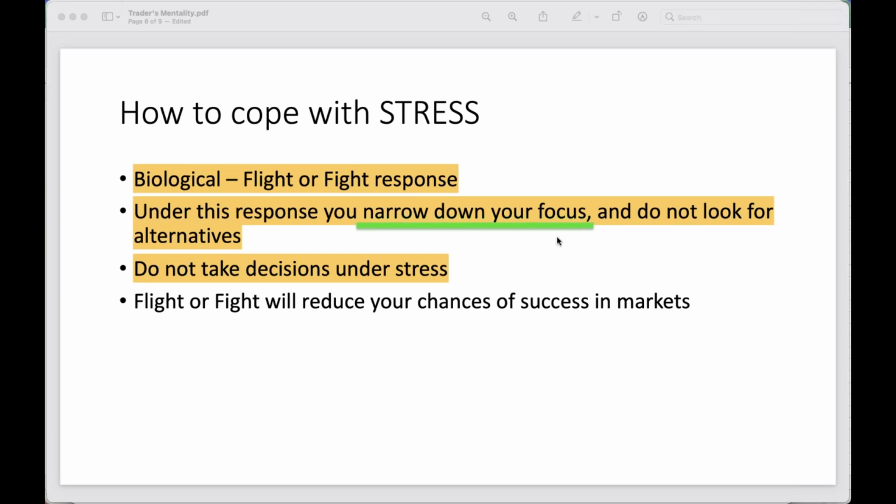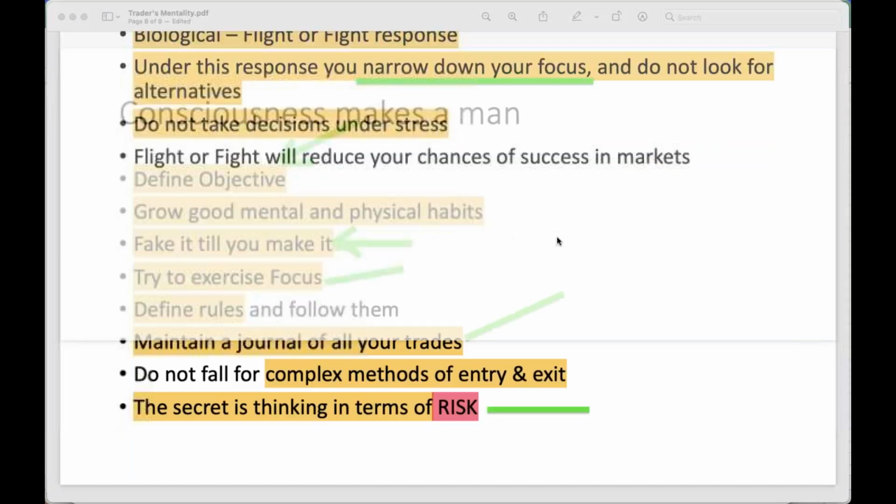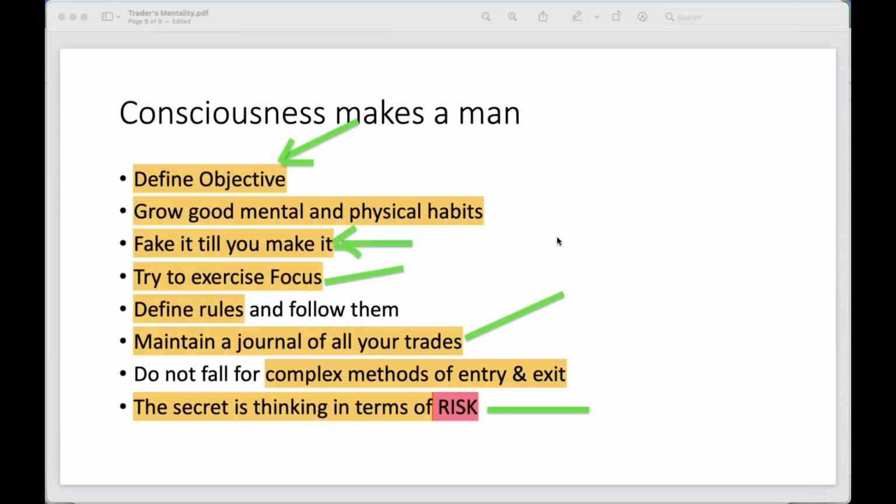So the way to approach this is to make ourselves capable, upgrade ourselves from iPhone 1 to iPhone 12, so that we are capable of handling it better. Define some objective for yourself, grow some good mental and physical habits. A good mental habit is very, very important. Fake it till you make it. A lot of people suggest this. You tell yourself, I'm going to make 100 crores. You've not made it, but you make a well-defined objective for yourself, and you feel like you've already done it. Never mind, but exercise and focus are very important.